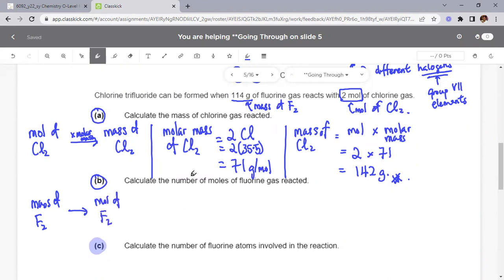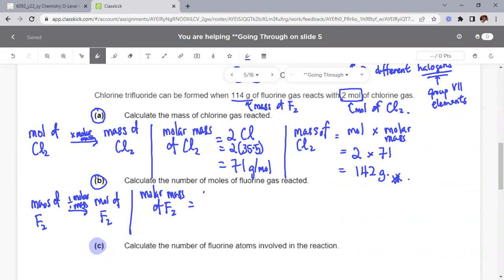So from mass of F2, I want to go to the mole of F2. I'll need to divide by the molar mass of F2. Be very agile, know how to interconvert between mass to mole, mole to mass. So the first thing, definitely, once again, I must find the molar mass of F2.